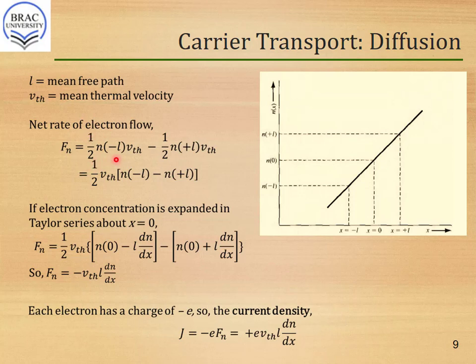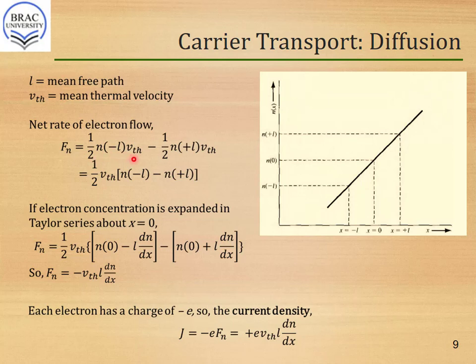And if electrons are moving fast, then the rate of electron flow will be high. If electrons are moving slowly, the rate of electron flow will be less. So we can see that the rate of electron flow is directly proportional to the velocity. If the velocity is higher, the rate of flow is also higher. If the velocity is lower, the rate of flow is also lower. So that explains this part of the equation, half of n of minus L times VTH.